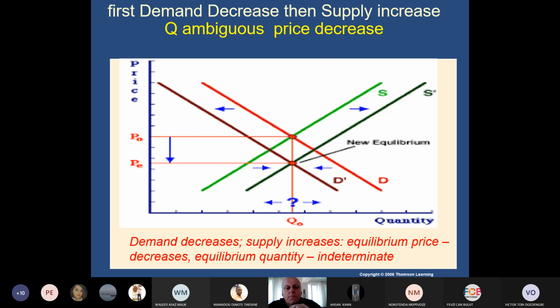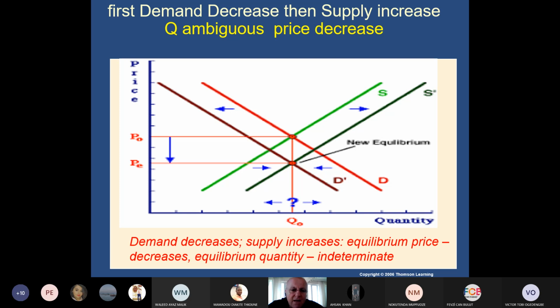Demand is decreasing. Sir, can you please explain this again? Demand is decreasing here from red to brown, and the supply is increasing from green to brown again. Then the brown intersection represents the new equilibrium.